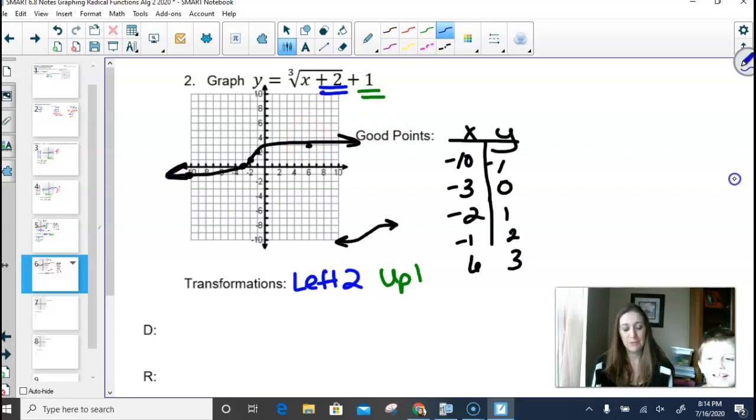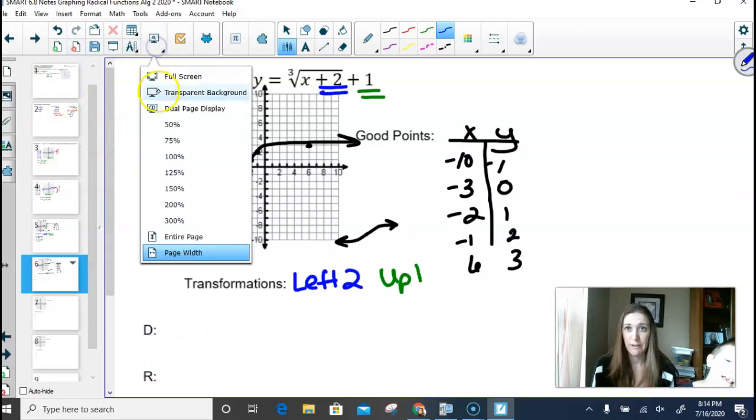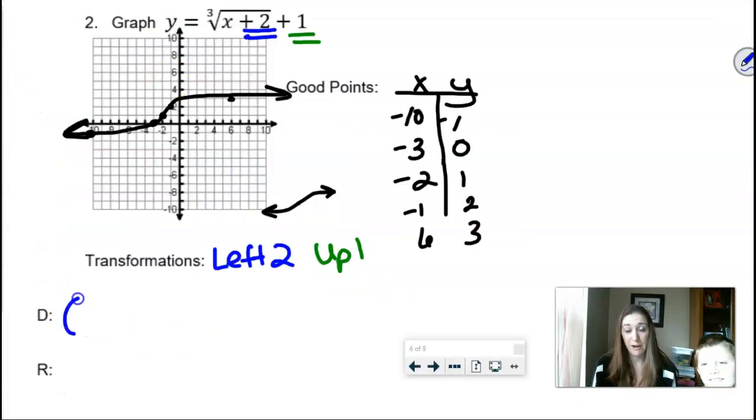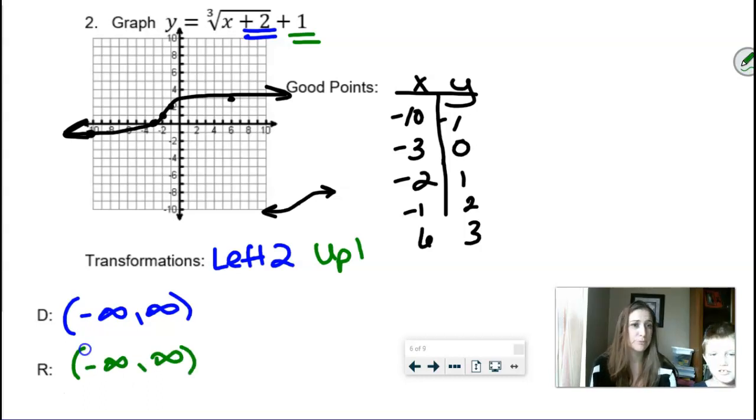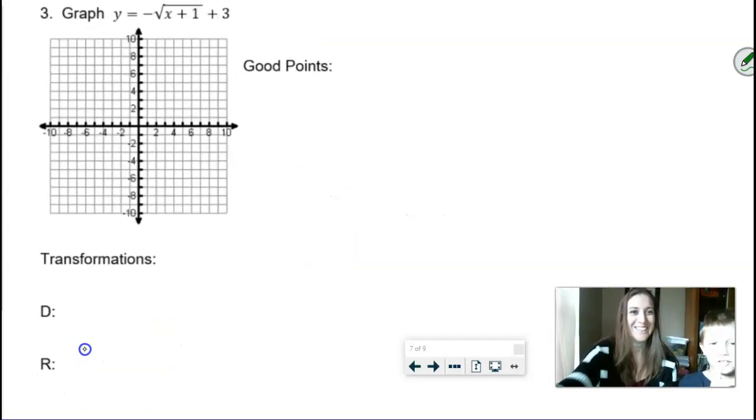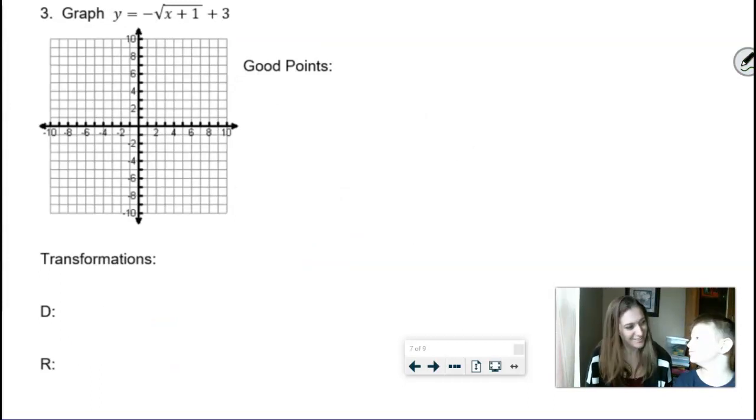So the good thing about cube roots, even though they're horrible to graph, is the domain and range are very easy. The domain goes forever and the range goes forever. And they always will for cube root graphs. So that's excellent news. That's probably the only good thing about cube roots. They're not my favorite, that's for sure.